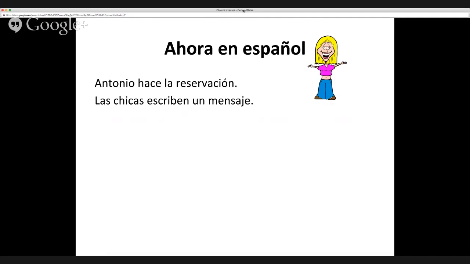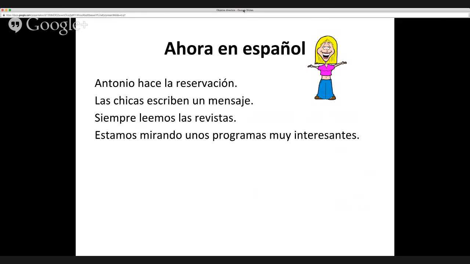Las chicas escriben un mensaje. Who or what is getting verbed? Who or what is getting written? The message. So the message is the objeto directo. Siempre leemos las revistas. Who or what is getting verbed? Who or what is getting read, or leer, if you want to? Well, the magazines, las revistas, are the objeto directo. Estamos mirando unos programas muy interesantes. Who or what is getting verbed or looked at? The programs. The programs are the direct object.